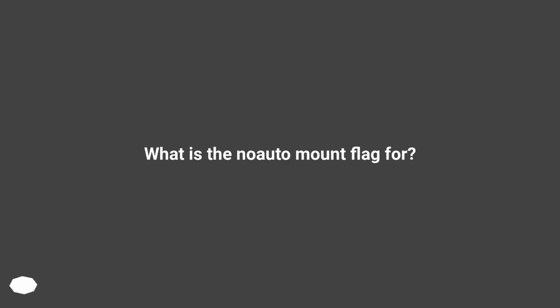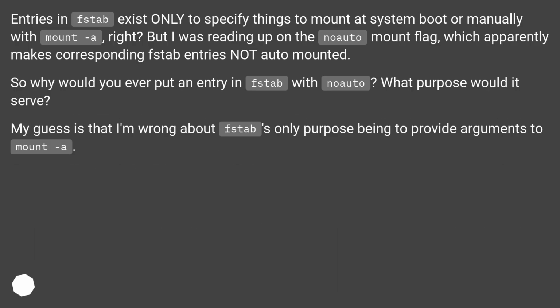What is the noauto mount flag for? Entries in fstab exist only to specify things to mount at system boot or manually with mount -a, right? But I was reading up on the noauto mount flag, which apparently makes corresponding fstab entries not auto-mounted. So why would you ever put an entry in fstab with noauto? What purpose will it serve? My guess is that I'm wrong about fstab's only purpose being to provide arguments to mount -a.